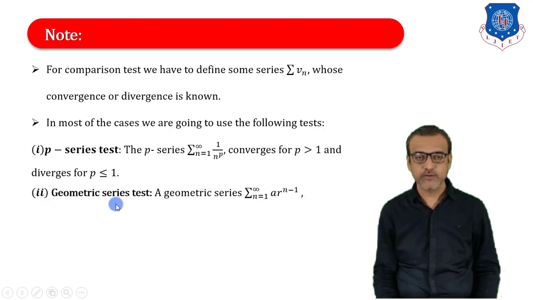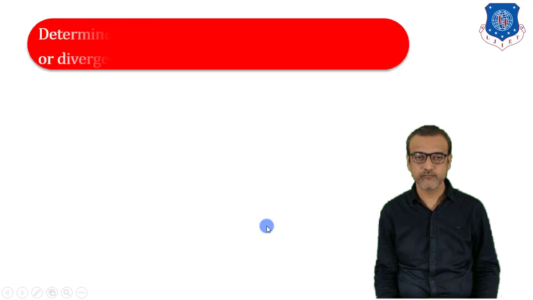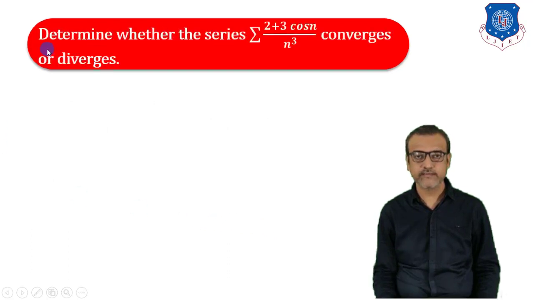Number two, the geometric series test. The geometric series, sigma n from 1 to infinity of a r raised to n minus 1, where a is not equal to 0, converges if mod r is less than 1 and diverges if mod r is greater than or equal to 1. Now we will see examples related to this.